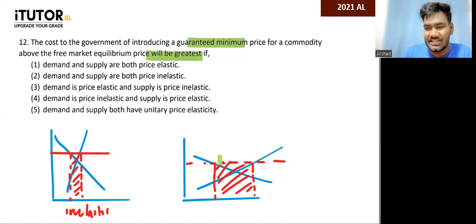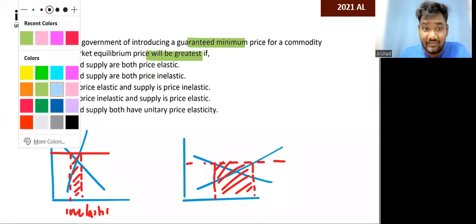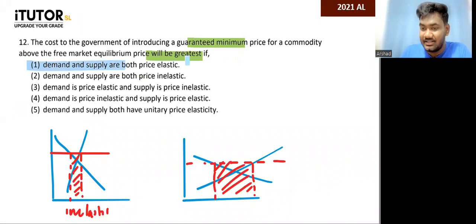So you can draw all of this, guys. Draw all of these situations for homework, 1 to 5, and see where you have the biggest area. That's what you want to figure out now, where you have the biggest area. So I am telling you, when it is elastic, I just do two situations. Okay, so when demand and supply are both price elastic, answer number 1, you will have the highest government expenditure.